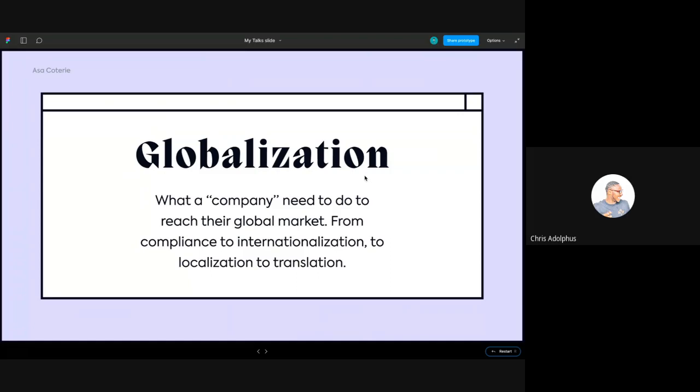So what is globalization? Globalization is what companies need to do to reach the global markets. We're in a global village, where your products can be accessed from anywhere in the world. Globalization is the grandfather of everything that covers internationalization, localization, and translation.